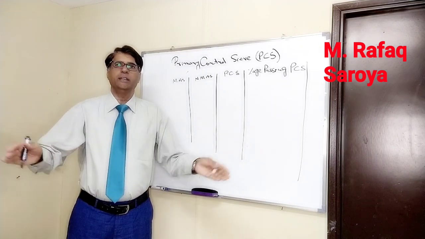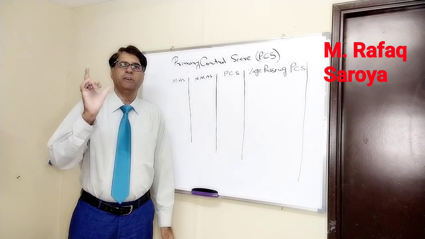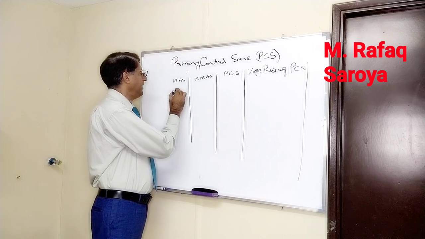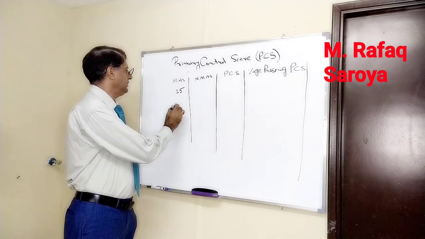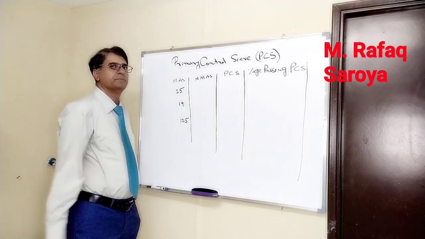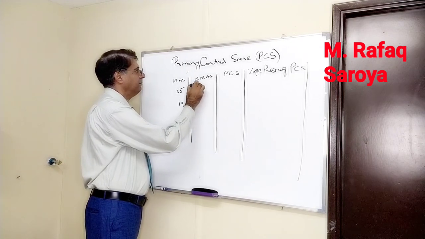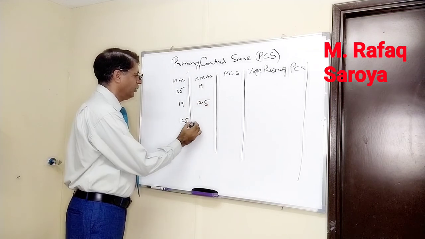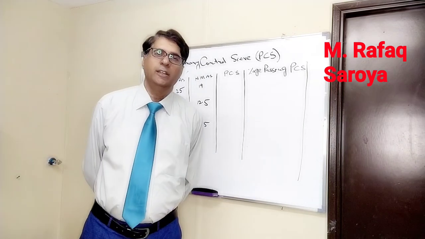I am not going to write the whole table, because my area of concern is only 12.5, which is my nominal maximum size of the aggregate. Over here, let me assume that I am using 25 maximum size of the aggregate, then I am using 19, then 12.5. Over here I have 19 as my nominal maximum size of the aggregate, over here I have 12.5, and over here I have 9.5.